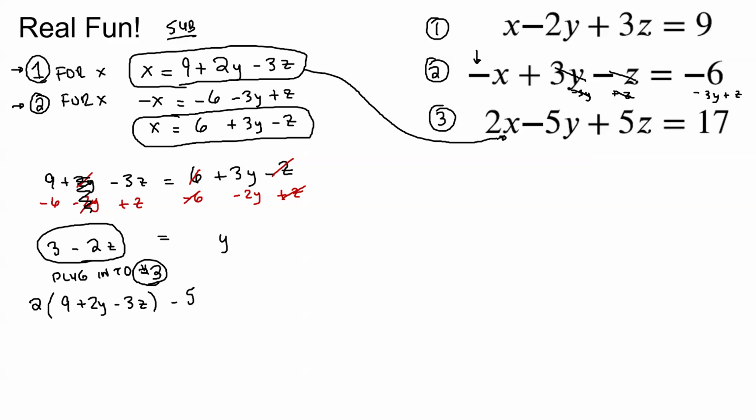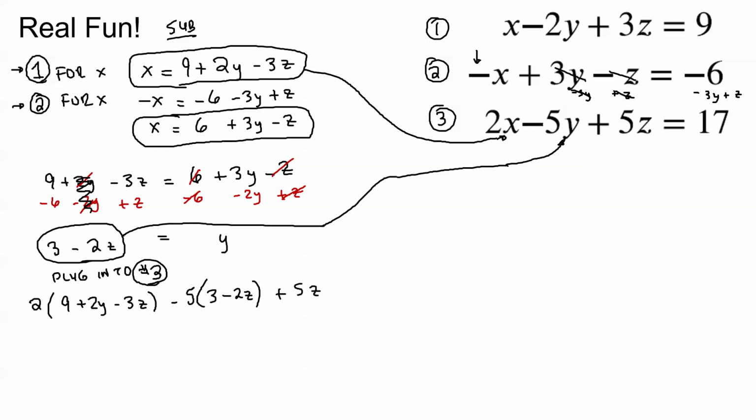So here's my minus 5. I know what y is. It's 3 minus 2z. So we're going to take that and put that in here. That would be 3 minus 2z. And then finally, I've got a plus 5z stringing along right there. It's equal to 17.